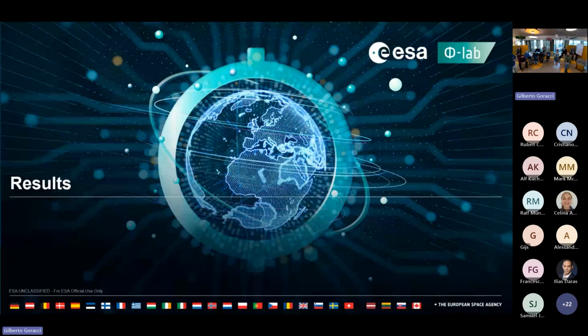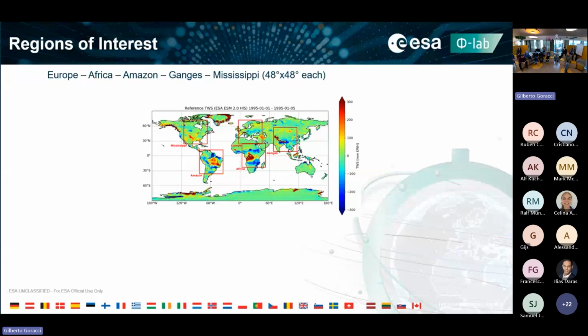So let's see some results. We decided to focus on 5 regions: Europe, Africa, Amazon, the Ganges, and the Mississippi, because those regions are, let's say, the most relevant in terms of hydrological signals. We are interested in regions in which we actually have changes in total water storage, so we have a very strong influence in terms of hydrology.